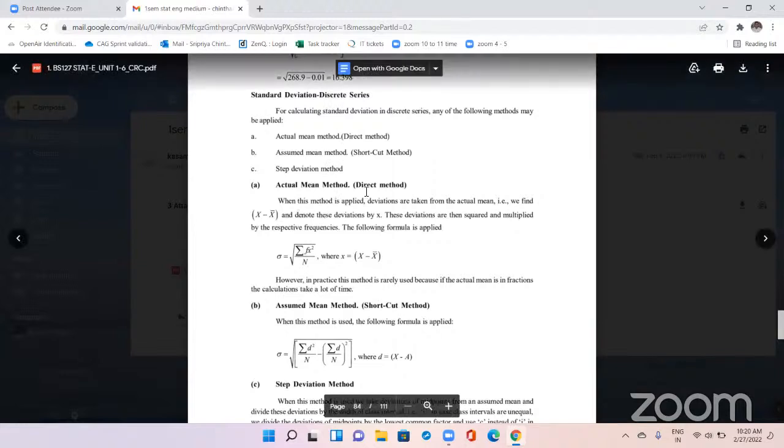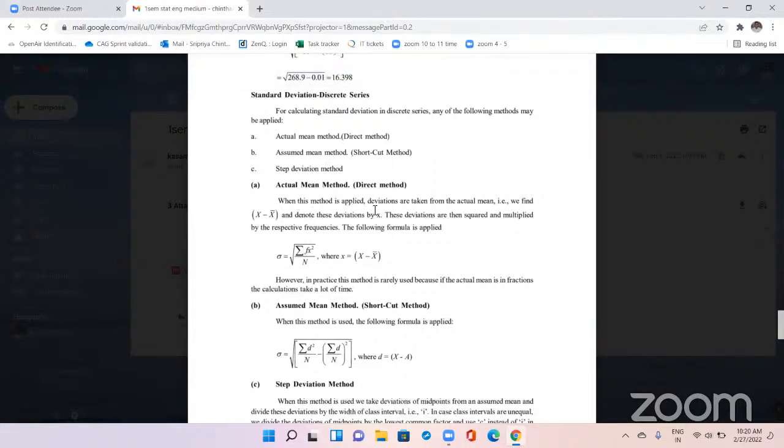Now the actual mean method, the direct method. When this method is applied, deviations are taken from the actual mean, that is we find x minus x bar and denote these deviations by small x. These deviations are then squared and multiplied by the respective frequencies. So sigma is equal to under root of sigma f into x minus x bar whole square.